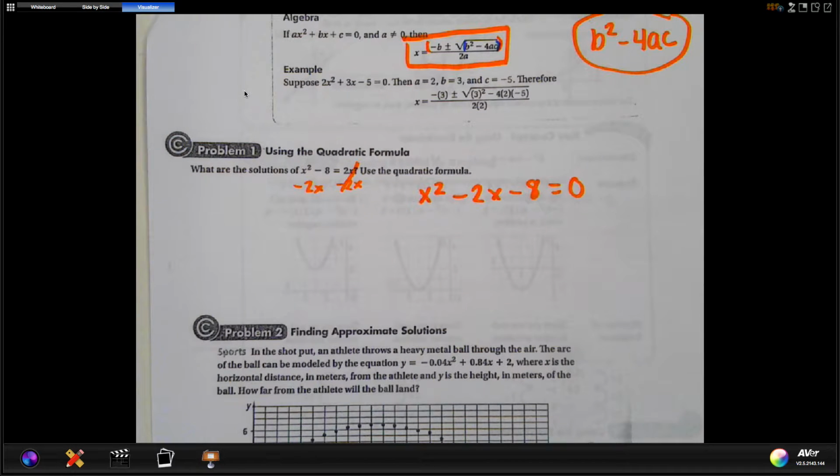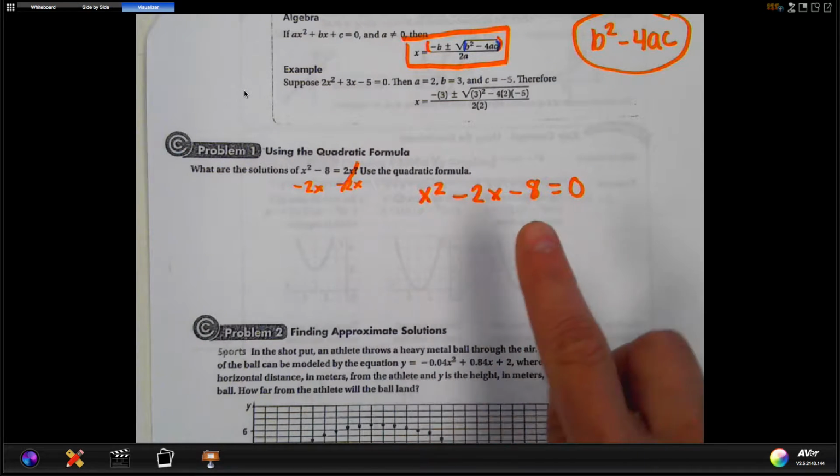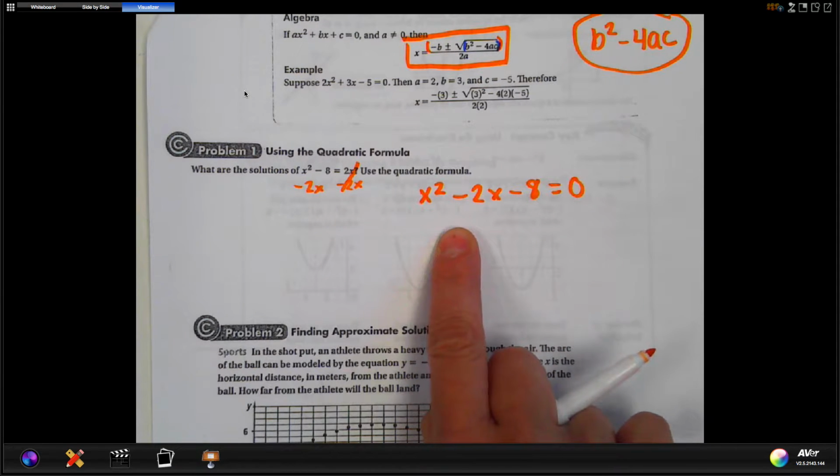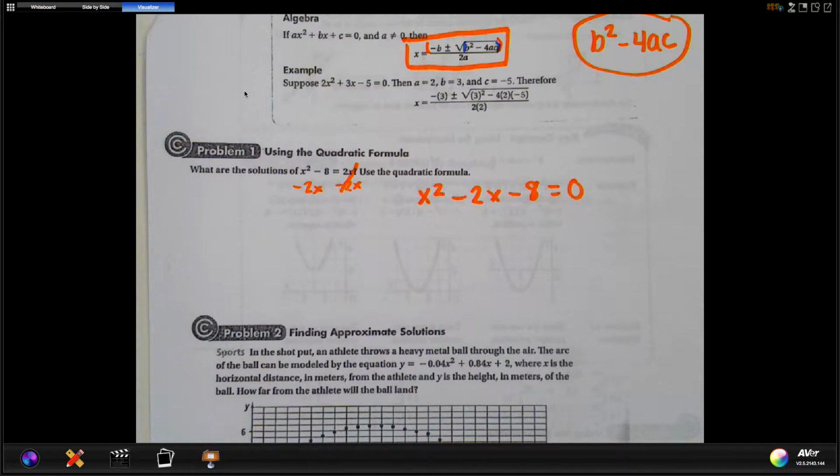Now, sometimes you're going to go, oh, can I make this into binomials? What would multiply to get negative 8 but add to get negative 2? Some of you already know that, but we're going to do it another way and use the quadratic formula because that works for all of them.